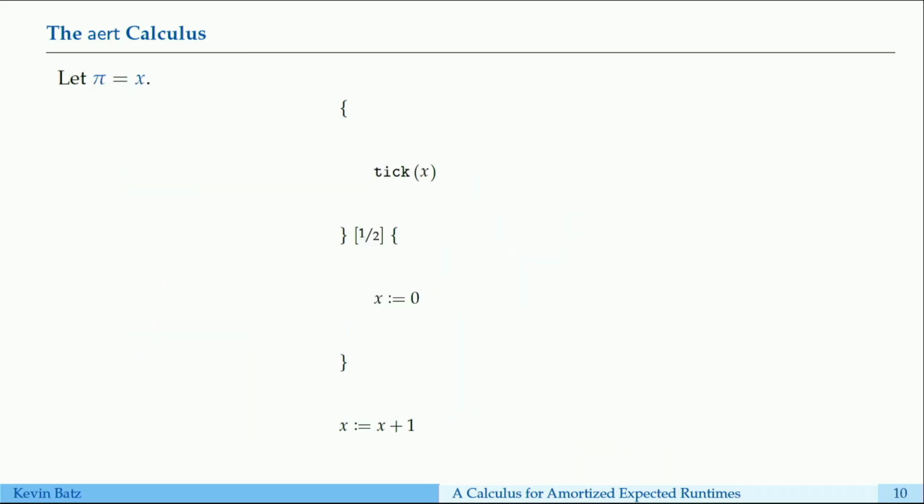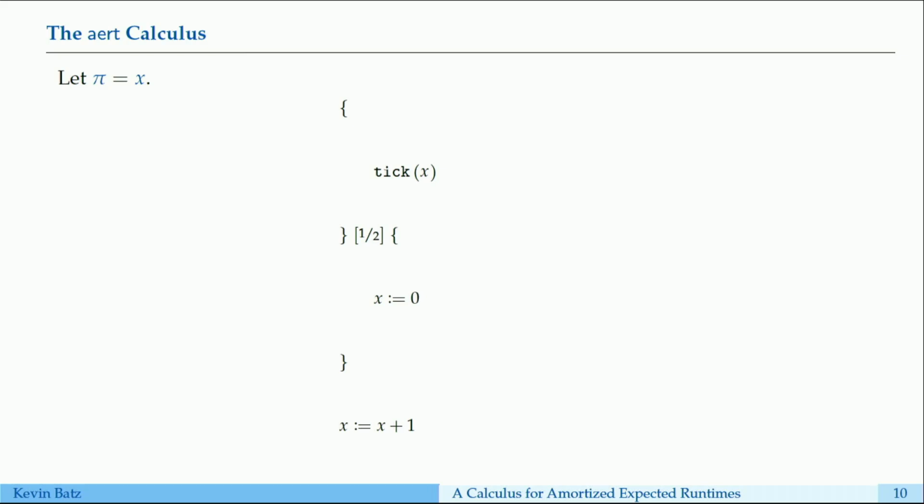All right, so let's now apply the aert to an example. So here we have another probabilistic operation. With probability a half, we consume x units of time. With probability a half, we set x to 0. And then we always increment x by 1. So once again, this operation has a non-constant worst case expected runtime. However, if we execute this operation multiple times, then expensive executions will be so unlikely that this operation in fact runs in constant amortized time. We will now prove this using the aert calculus.